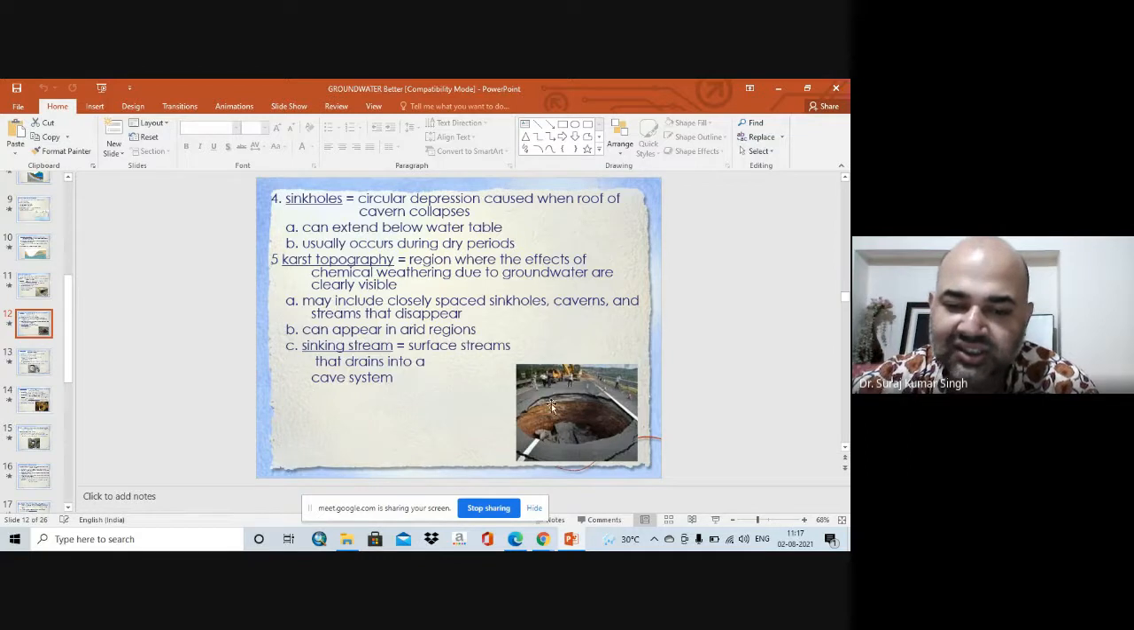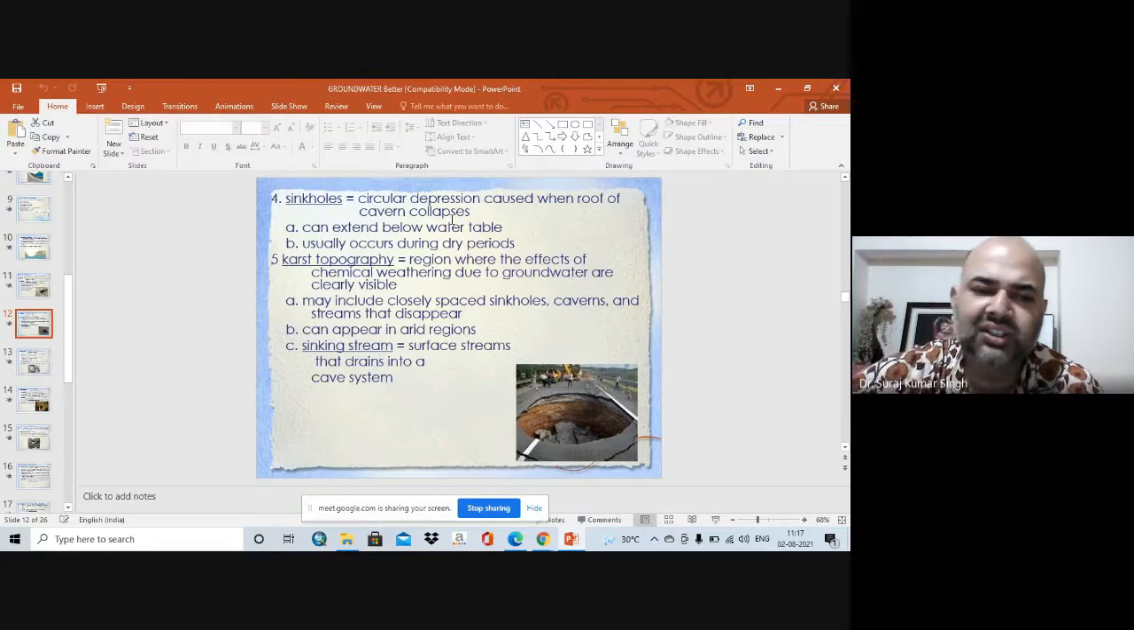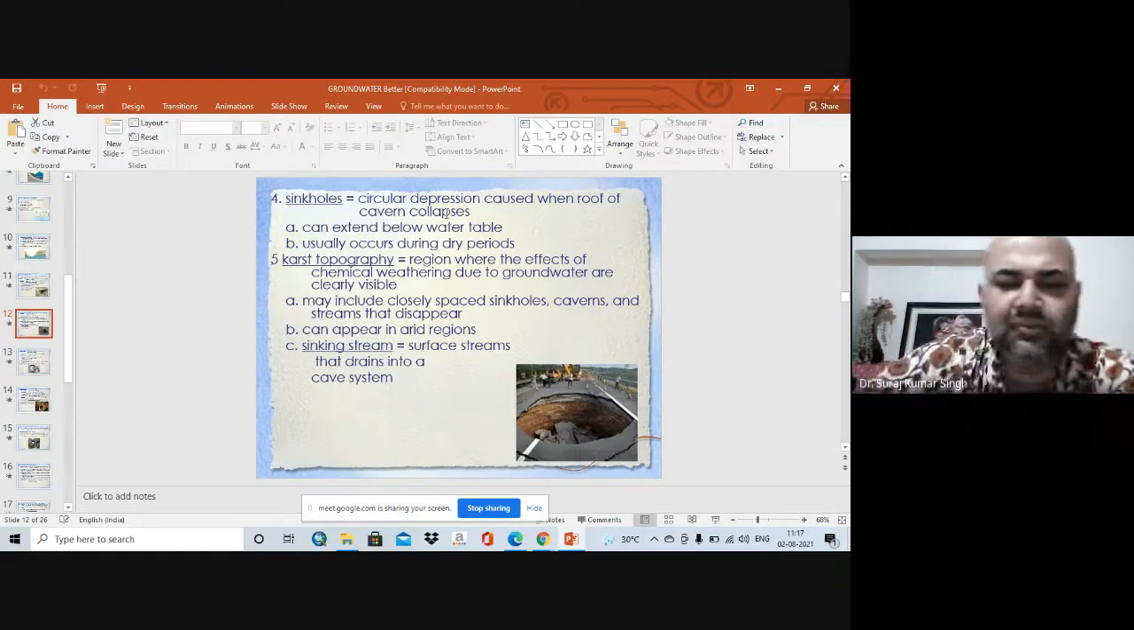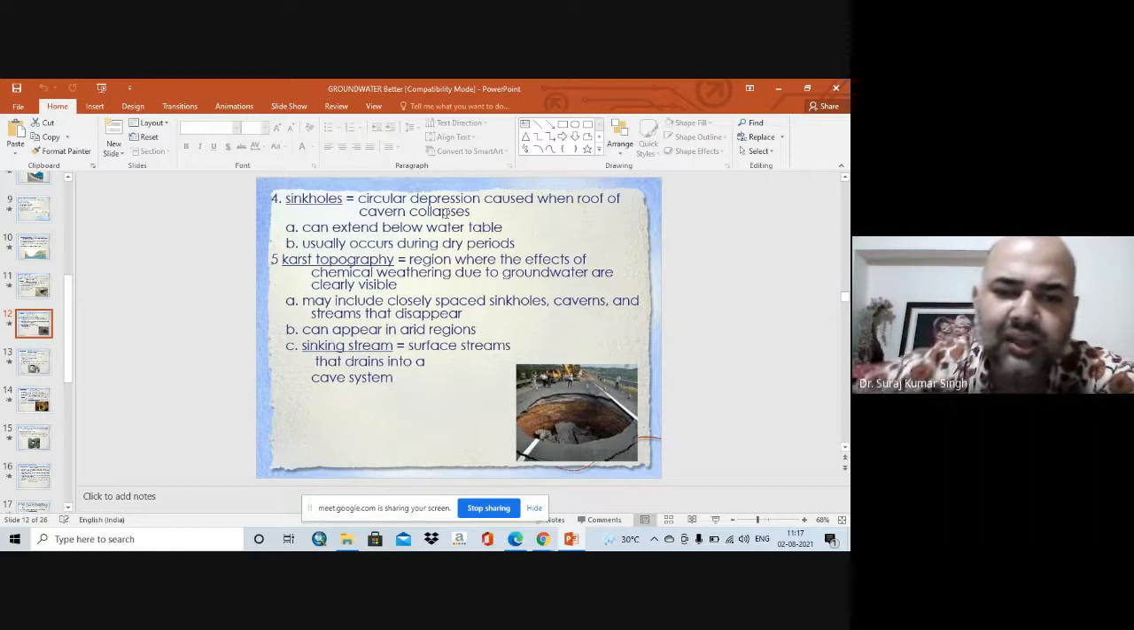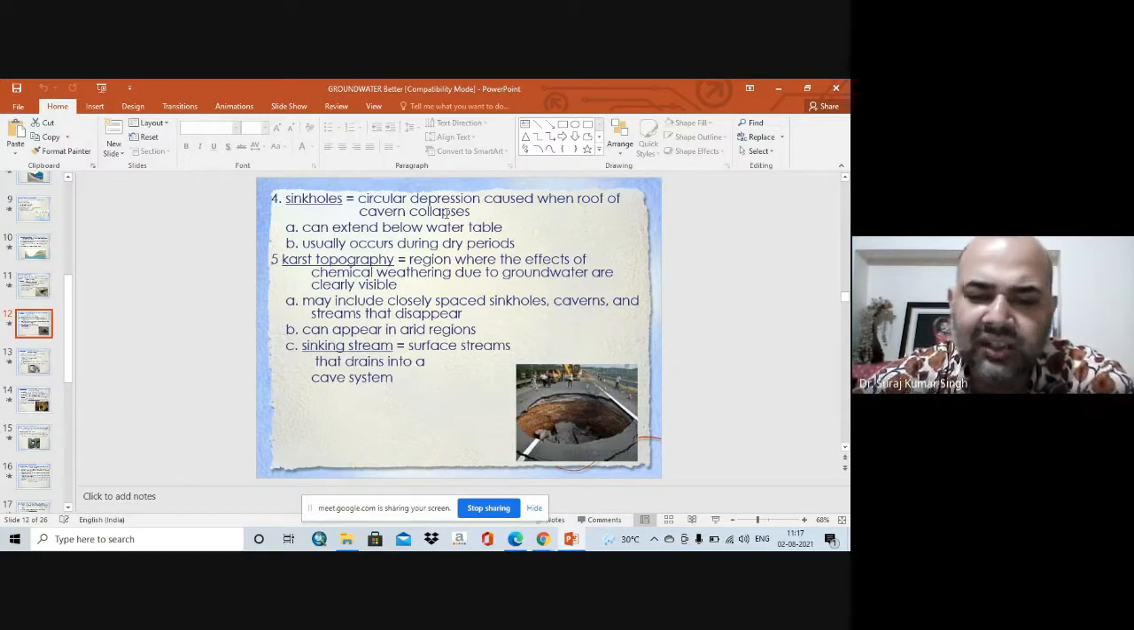Then you will also be finding sinkholes. You can see this diagram indicating how a sinkhole looks. So what are these sinkholes? Sinkholes are circular depressions caused when the roof of a cavern collapses. Means there is a subsidence. You can also say that it is indicative of subsidence, means there is a collapse of the land. So you can have land subsidence, which is very common in many parts of Jharkhand, and that can extend below the water table and usually occurs during the dry periods.